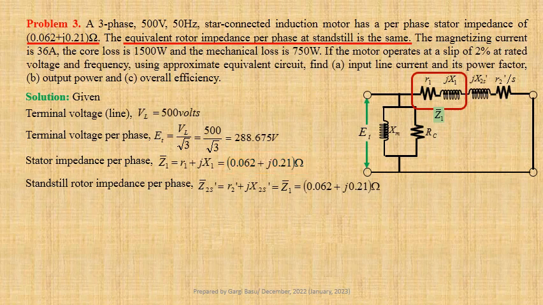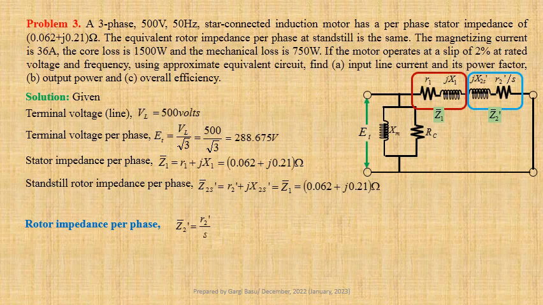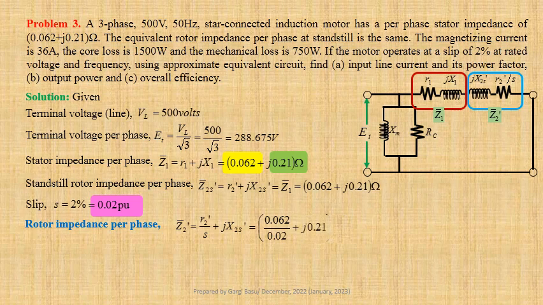At any value of slip S, rotor impedance per phase referred to stator side Z2 dash equals R2 dash by S plus jX2S dash. Given slip S equals 2%, that is 0.02 per unit. Therefore, Z2 dash equals 0.062 by 0.02 plus j times 0.21 ohm. That gives us 3.1 plus j times 0.21 ohm.